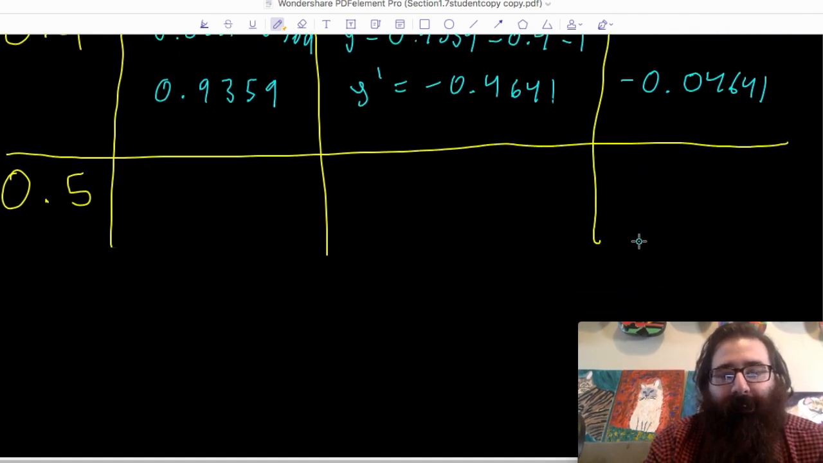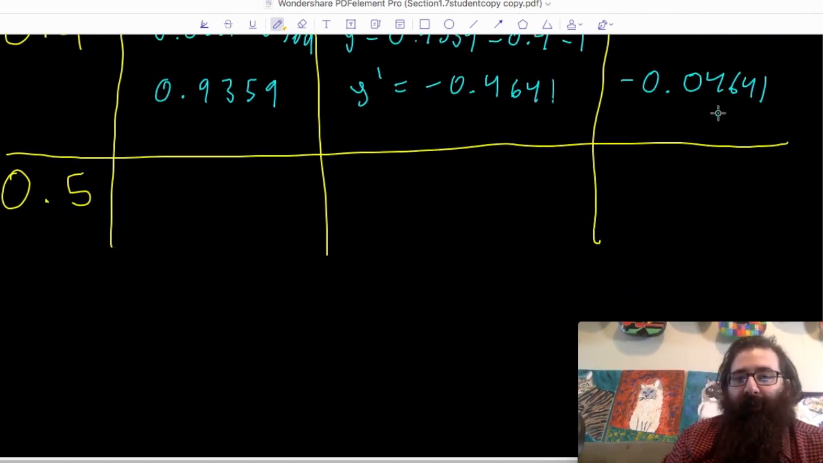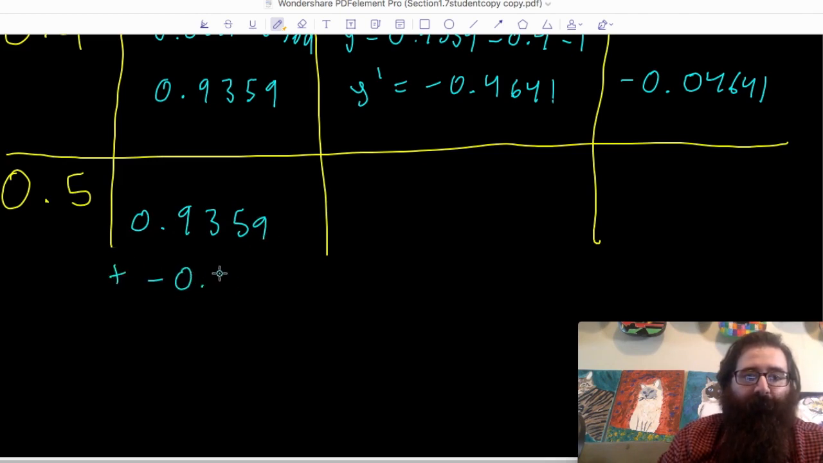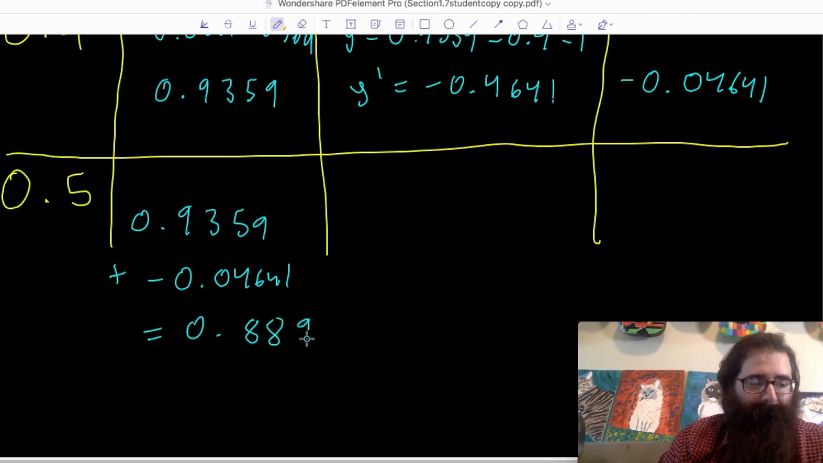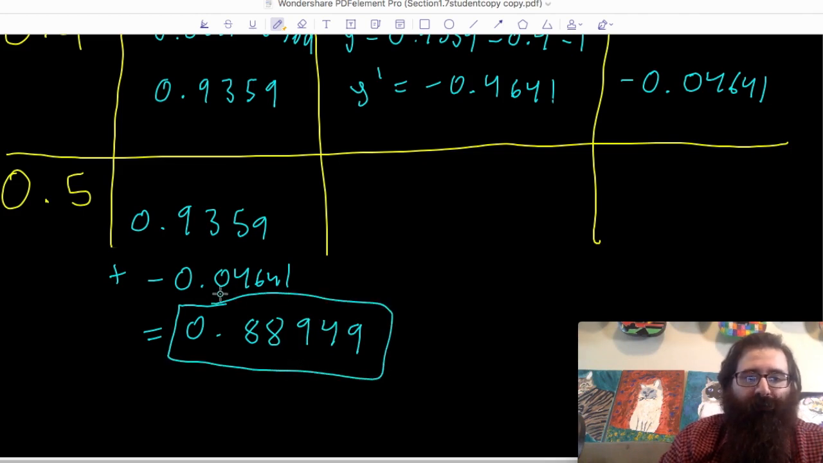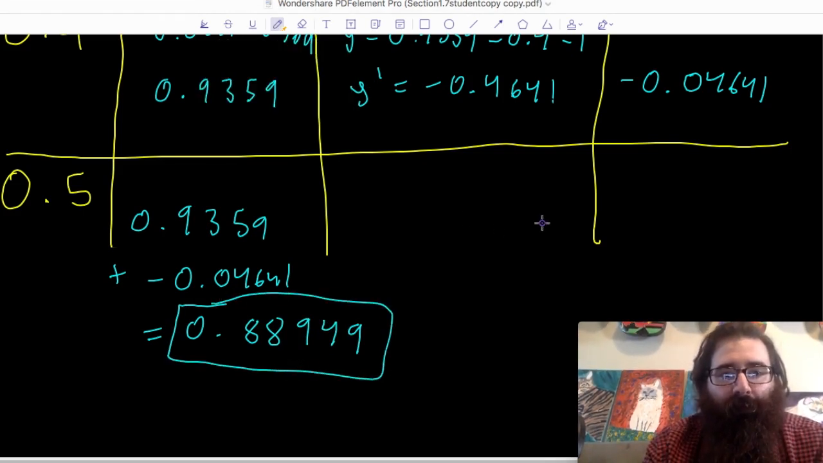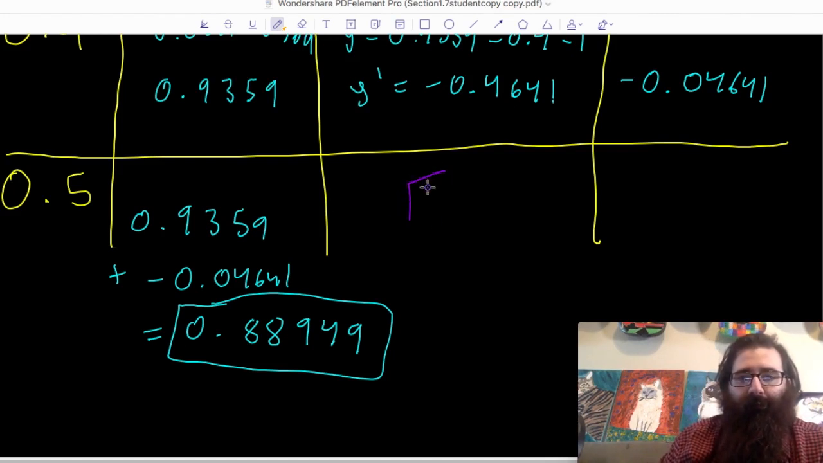And now I can get my final answer. I just want to add this value that I got from y prime times h to this current y value to get to my next y value. So here we have 0.9359 plus this negative 0.04641, and this should give me 0.88949. And this is where we would stop. Remember, these extra cells here, I have no intention of filling them out. So, space for rent.